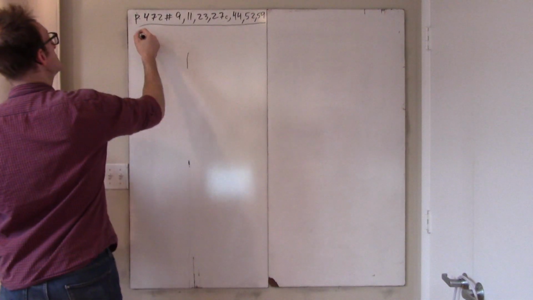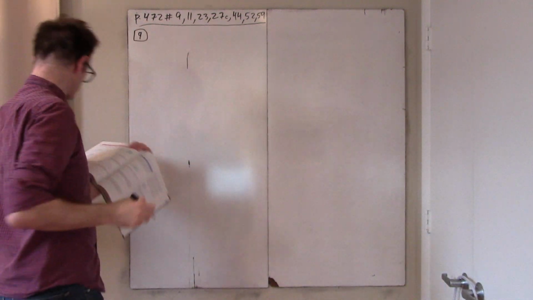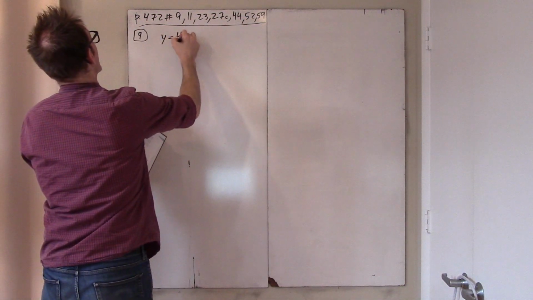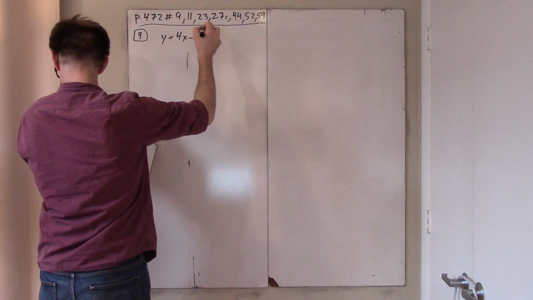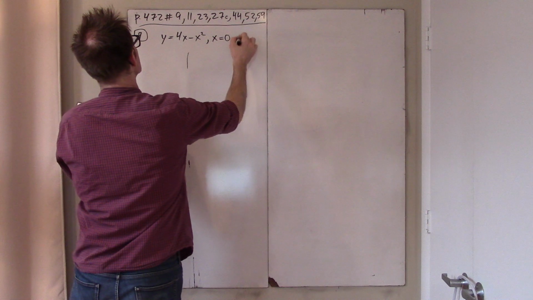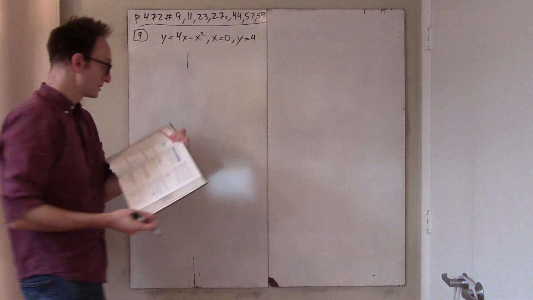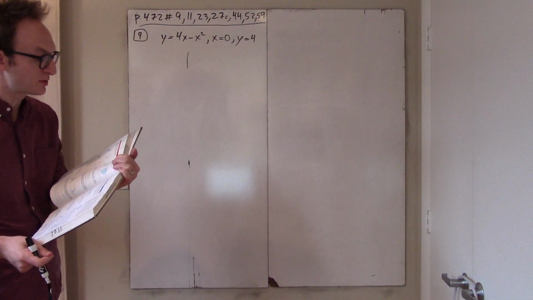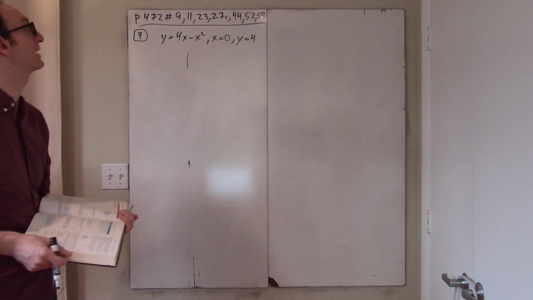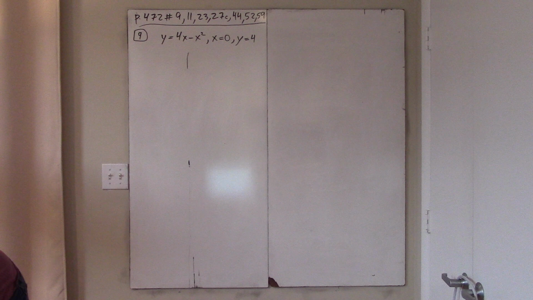Let's begin. Number 9 says, I've got a curve: y equals 4x minus x squared, x equals 0, I think a region is being described, y equals 4. Directions: use the shell method to set up and evaluate the integral that gives the volume of the solid generated by revolving the plane region about the y-axis.